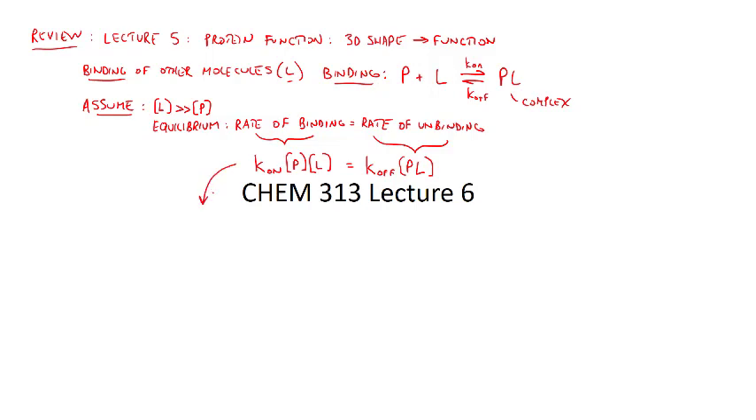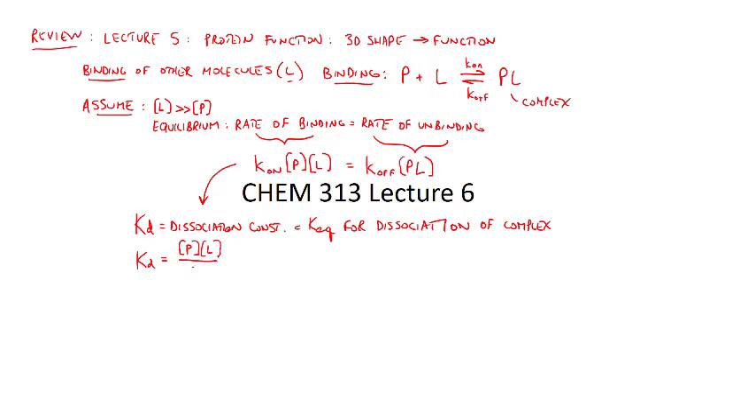And if we make this assumption, we can come up with this equilibrium constant Kd, which we call a dissociation constant. And what is that? That's the equilibrium constant for dissociation of the complex. So in other words, for the reverse of the equilibrium shown above. So our Kd is equal to products over reactants at equilibrium. It's also going to be equal to K off divided by K on.